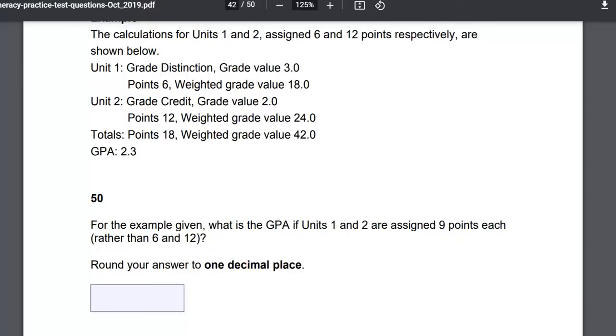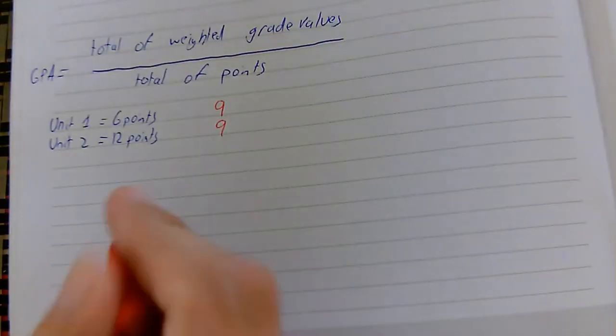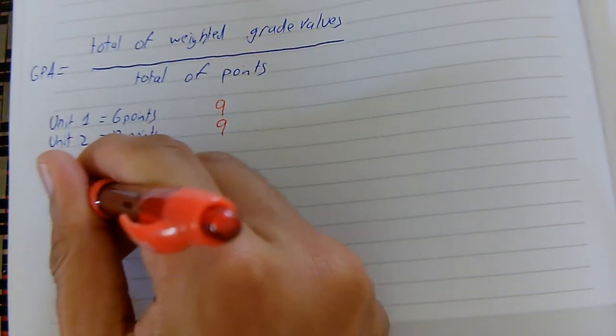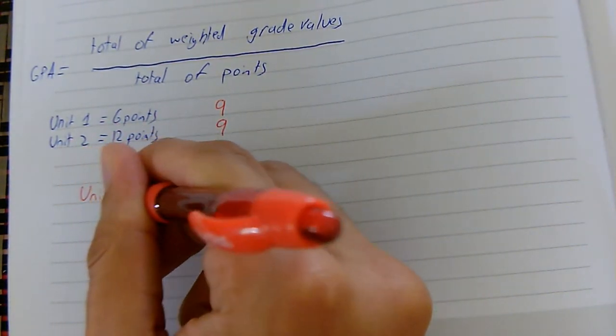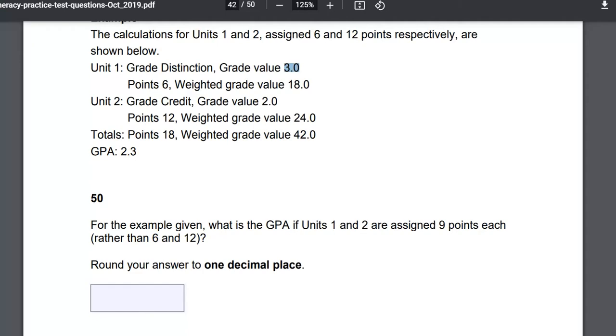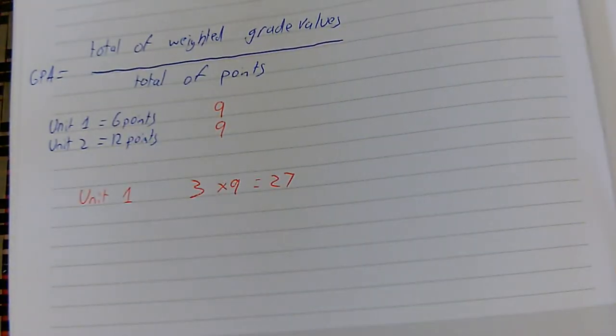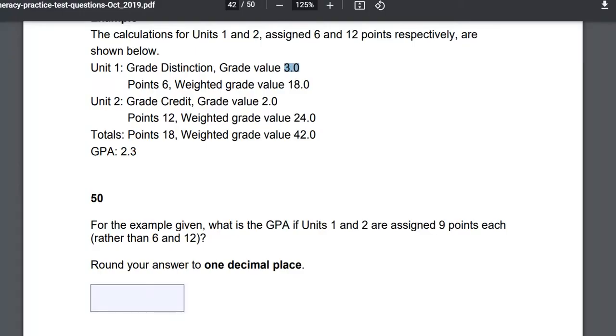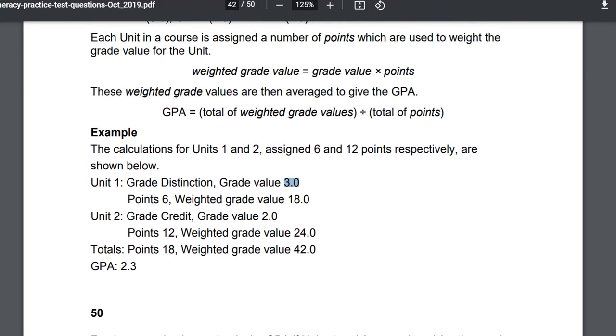So if the person got a distinction, which is a grade value of 3, so they got a distinction for unit 1, that's their distinction, 3 points, and the subject is now worth 9, that means we need to do 3 times 9. Equals 27. This is exactly the same formula that it has up here. Weighted grade value equals grade value times by points.